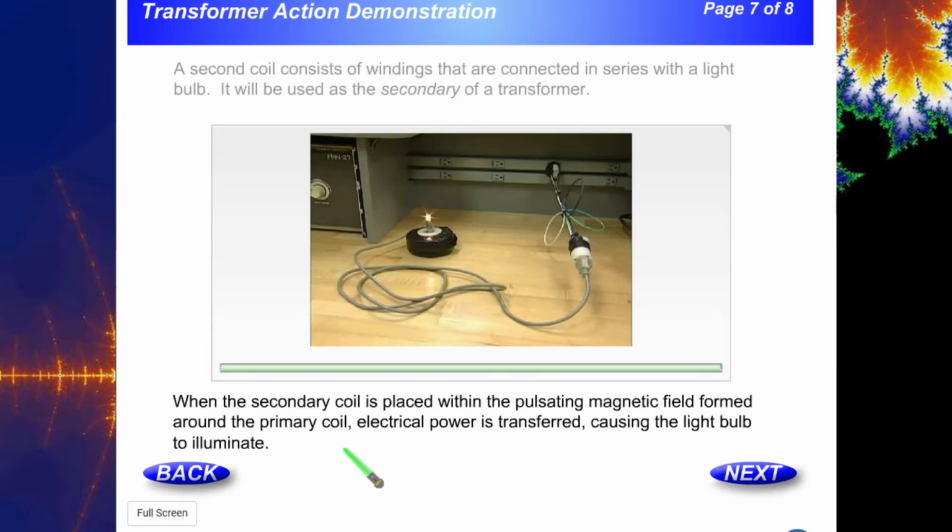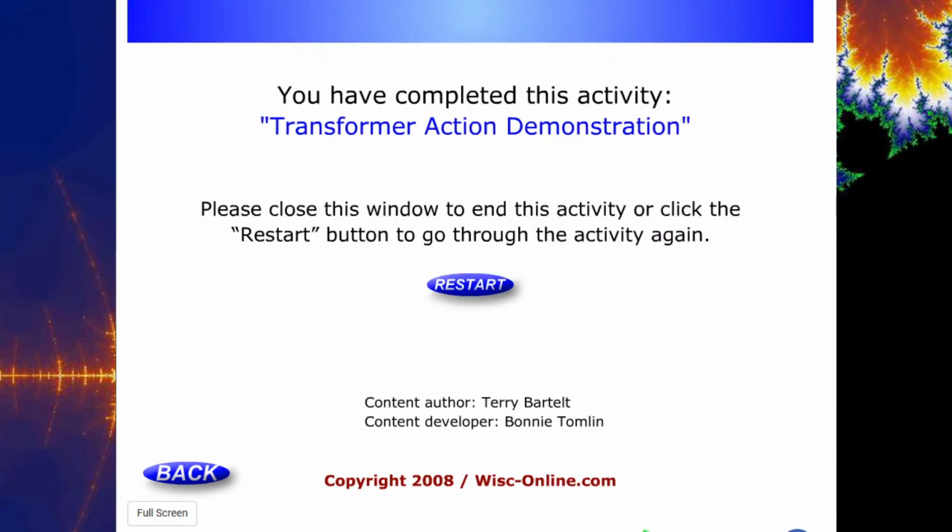It says when the secondary coil is placed within the pulsating magnetic field formed around the primary coil, the electrical power is transferred, causing the light bulb to illuminate. And again, because it's within the magnetic field that's pulsating back and forth, and it's in such close proximity, it appears as if the light bulb is plugged directly into the wall. Okay, so hopefully that helped you understand how this action works.